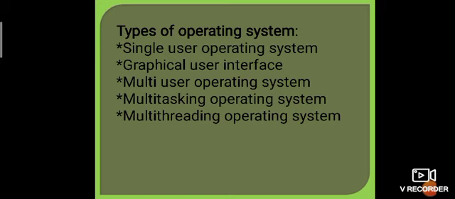Multi-user operating system. A multi-user operating system allows more than one user to use the same computer at the same time. Examples: Linux, Unix, Microsoft Windows 2000 onward. Multitasking operating system: the ability to perform more than one task at the same time is called multitasking operating system. Multi-threading operating system: these are the operating systems which allow different parts of an application or program to run simultaneously, like Microsoft Windows, Linux, Windows 2000 onwards. These are the types of operating system.